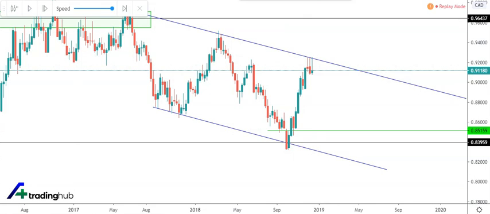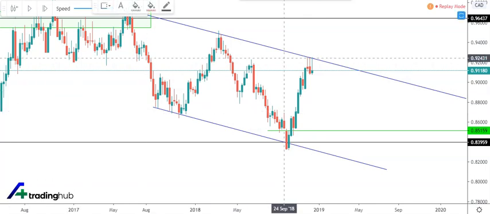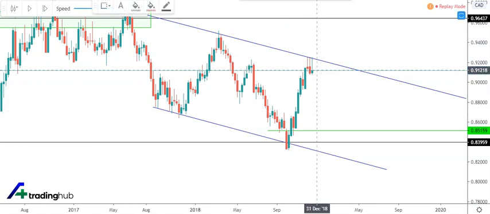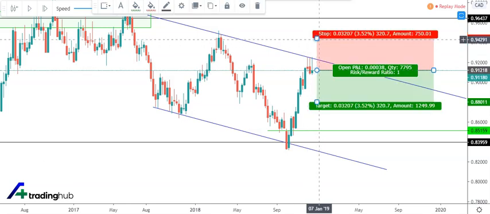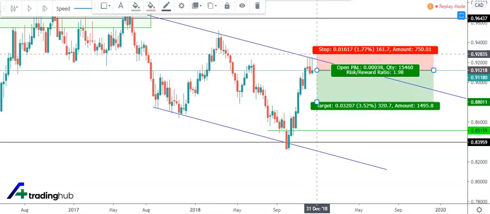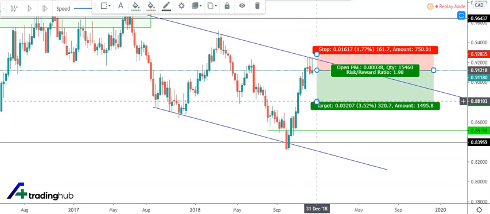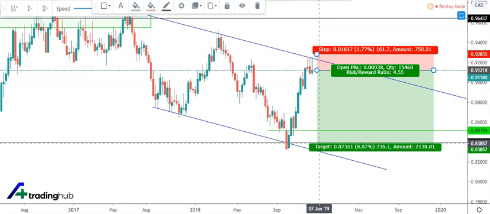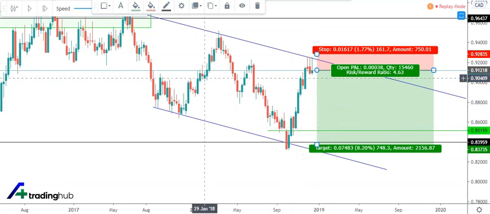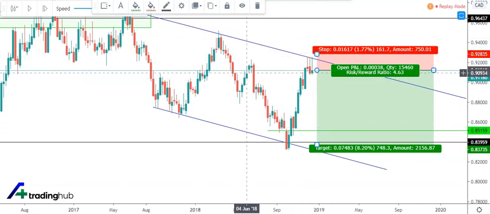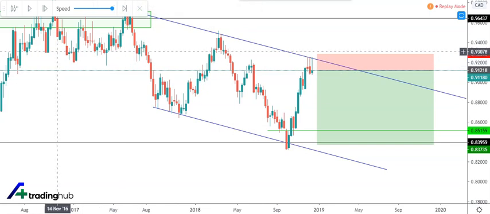So let's say we take a sell trade from the current market price, which is here, and where will our stop loss be? Of course above those rejections, above these wicks here. So that is where we place our stop loss. And where will your take profit be? Exactly below here, this level. And you see the risk to reward there. Nice trade, 1:4.63. So let's see what price is going to do from here.